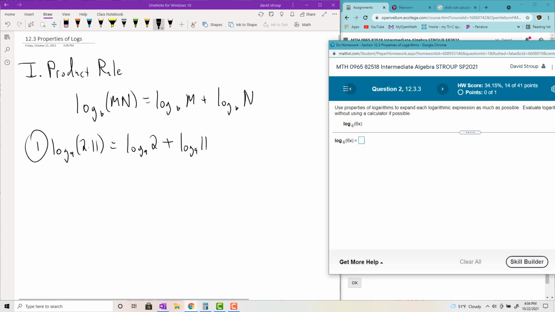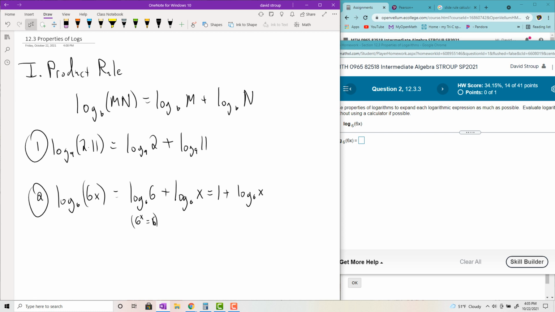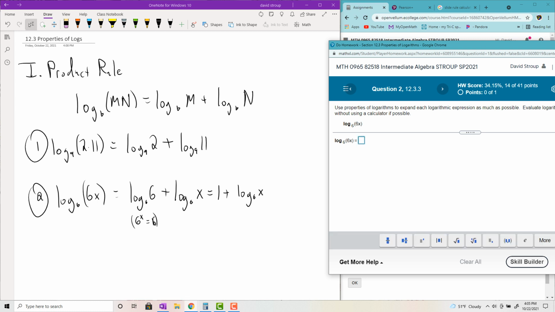Let's see another one. Log base 6 of 6x. So we could turn that into log base 6 of 6, which we can actually simplify, and then log base 6 of x. So log base 6 of 6: 6 to what power is equal to 6? That's the question we ask ourselves with regards to these logs. Whoops, 6 to what power equals not 1, but rather 6? So that's 1, and then plus log base 6 of x. So they want you to simplify these as much as possible and then type in your answer.